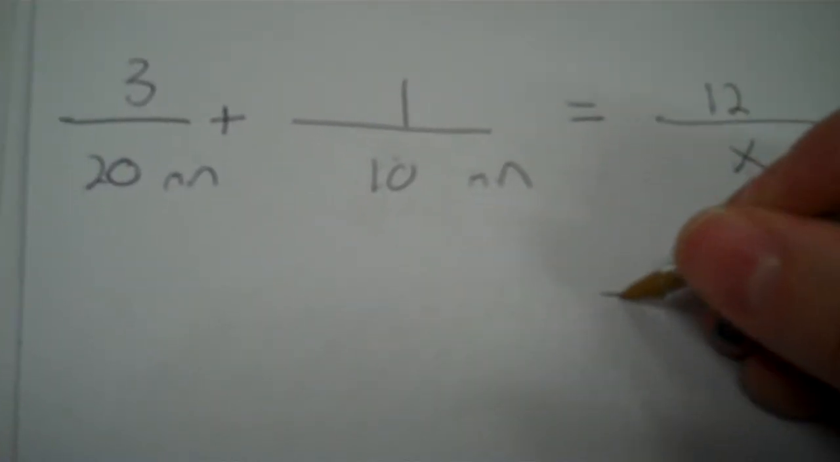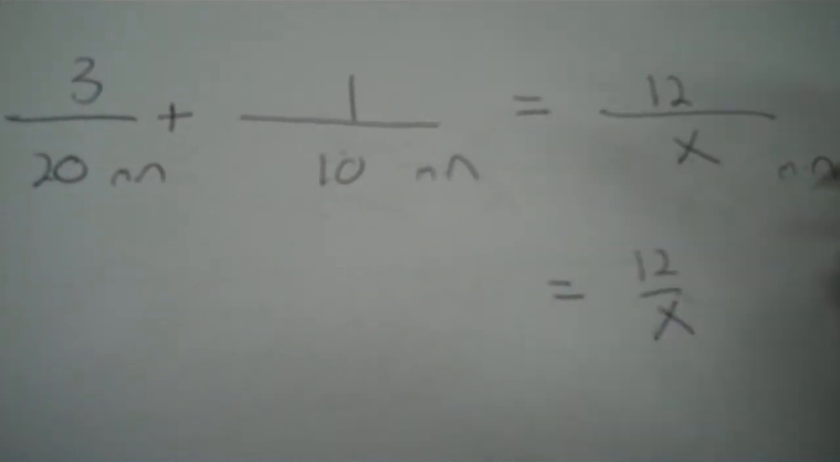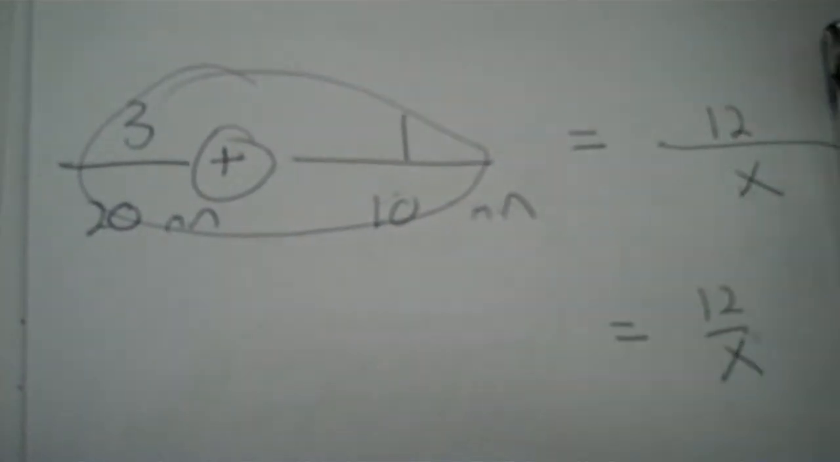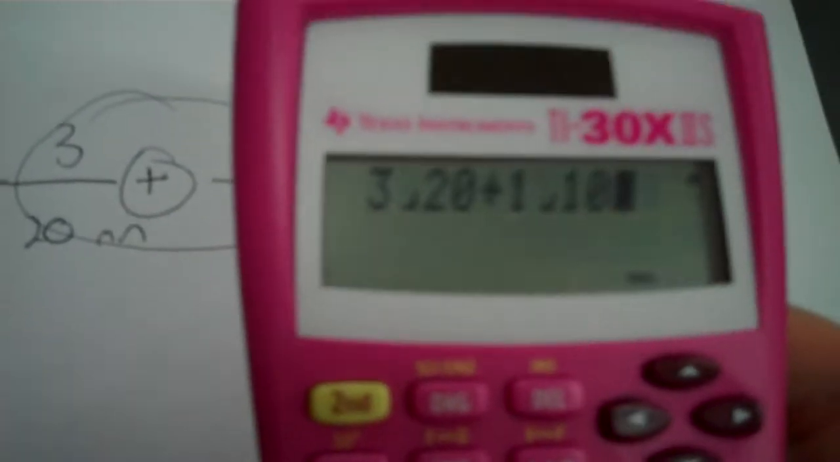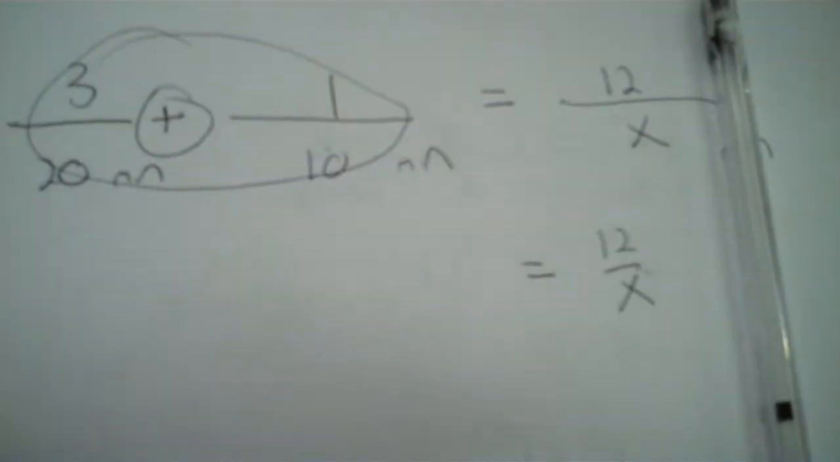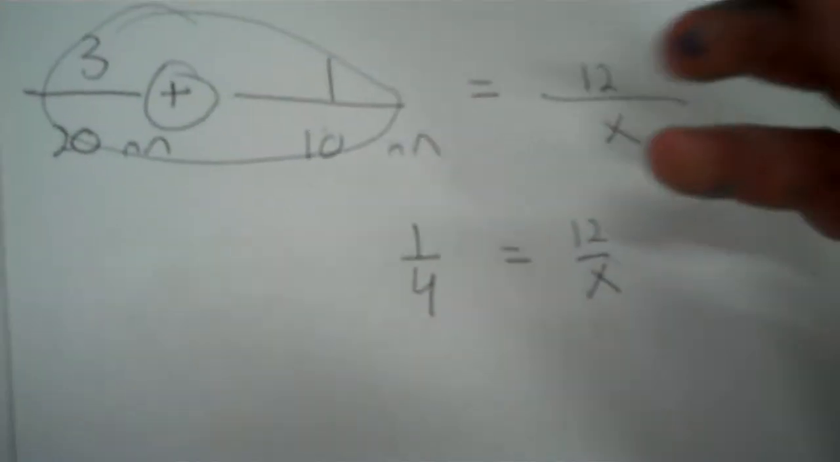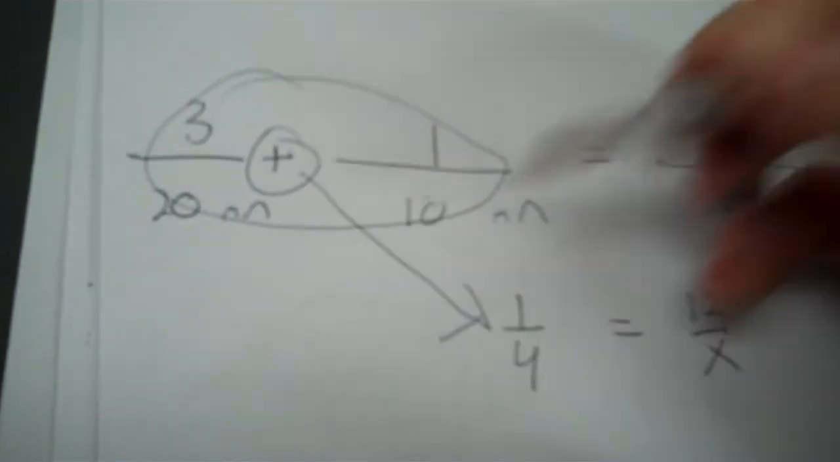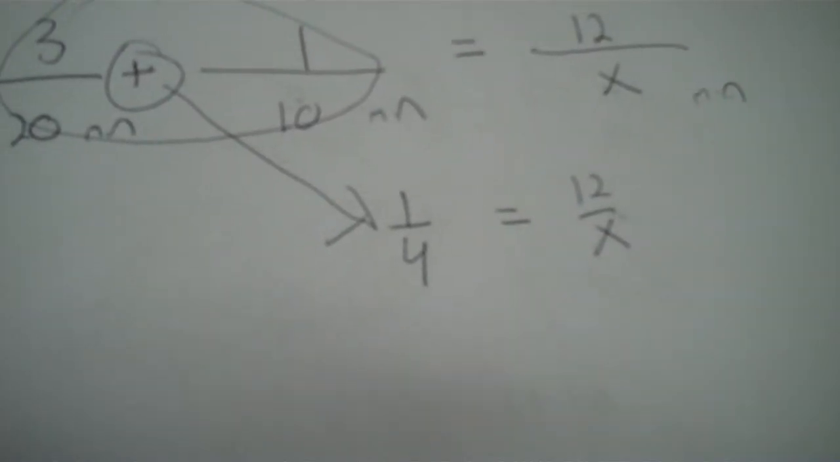Remember, 12, 3, and 1 are all figurines. They should all line up across from each other. 20, 10, and X are all minutes. Okay? What do you do from there? Well, you line up your equals, and you're still going to have 12 over X on this side. On the other side, we got to add the fractions together, because they're working together. So I go 3 over 20 plus 1 over 10. Gives me 1/4. So again, when I add these, that becomes 1/4 equals 12 over X.